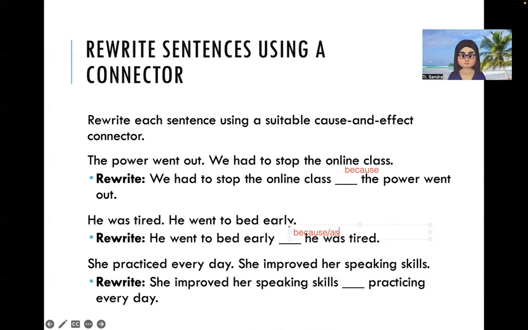Yes. I think here, I need to say it one more time. What's the difference between "as," "because," and "since"? Okay, later I will talk about it. Okay, what about another one? She practiced every day. She improved her speaking skill. She improved her speaking skill because of practicing every day. "Because of," "as a result of." Yes, you can use both of them. Okay, "as a result of," "because of," like this, right? Okay.